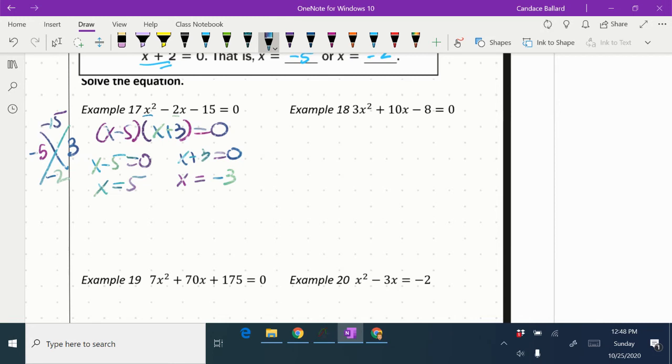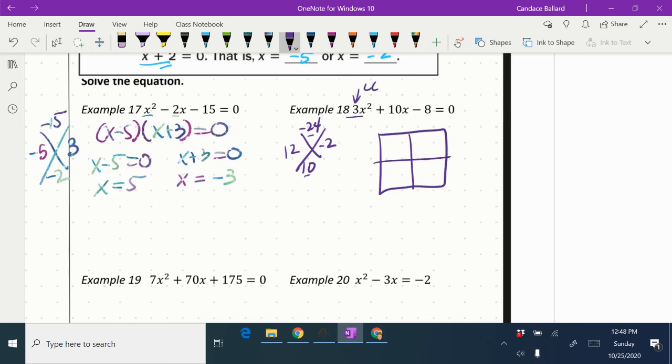All right, let's try again. So I'm going to use a magic x again on example 18. It looks like I've got a -24 in the top and a 10 in the bottom. So I'm looking for two numbers that multiply to -24 and add to 10. So 12 and -2, I think. I'm going to get out the box because I have a leading coefficient. So in the top left-hand corner, I'm going to write 3x squared. In the bottom right, I'm going to write -8.